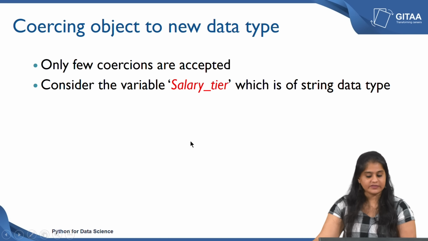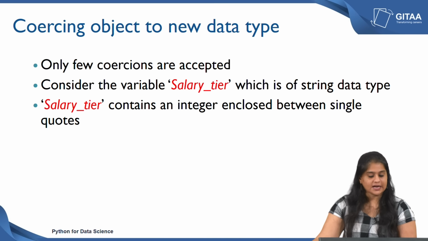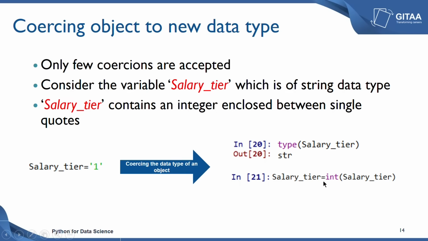Now, let us say I have a variable called salary_tier, which is a string data type. Now, salary_tier contains an integer which is enclosed between single quotes. So, in this case the salary_tier is basically a number which is 1, but that is enclosed within single quotes. So, it is still treated as a string data type. Now, if I want to change it to an integer, I will just say salary_tier equal to int of salary_tier. Now, this will convert the data type for salary_tier. So, now the data type is converted from string to an integer.